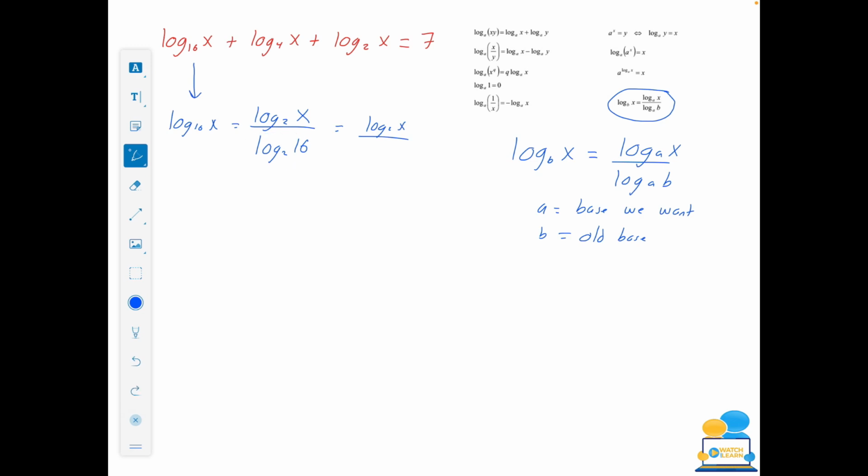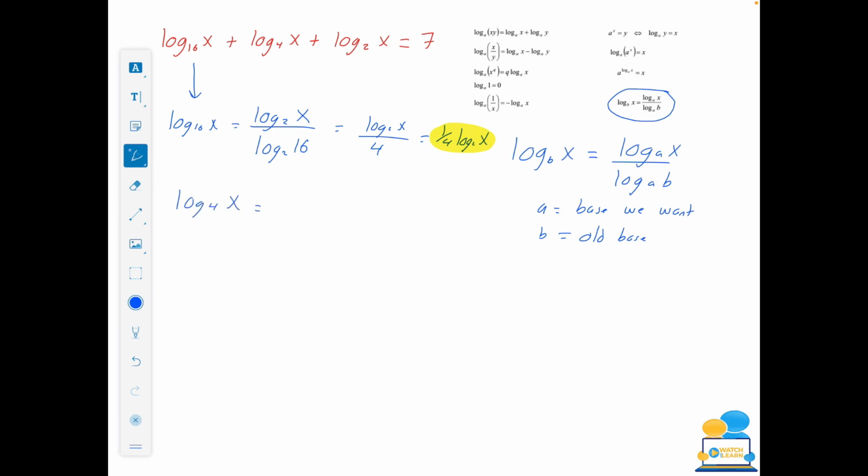Now this is just a number, so we're going to put that into our calculator. Log to base 2 of 16 will give me 4. Another way of writing this will be a quarter log to base 2 of x. This here is important. Let's highlight that for a second. We're going to be coming back to that.